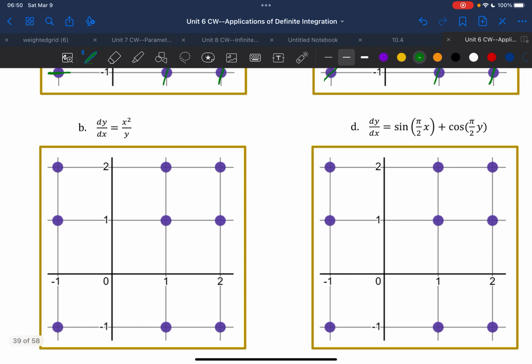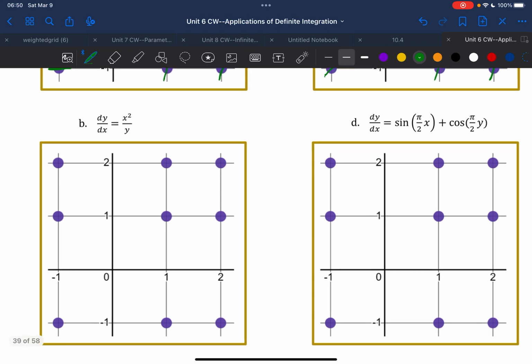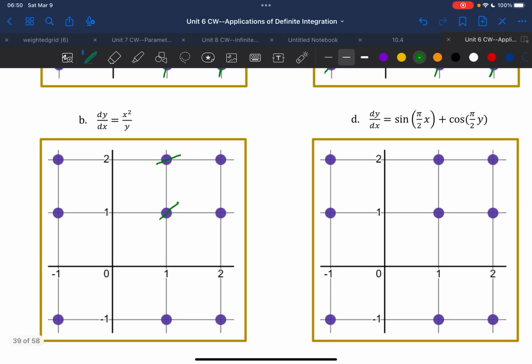x squared over y. So if I go to 1, again, you can plug in any points in any order. You don't necessarily have to start at 1, 1. So if I do 1, 1, you get 1 squared over 1, which is 1. 1, 2, you get 1 squared over 2, which is 1/2. 1, negative 1, so you get 1 squared over negative 1, which is negative 1.